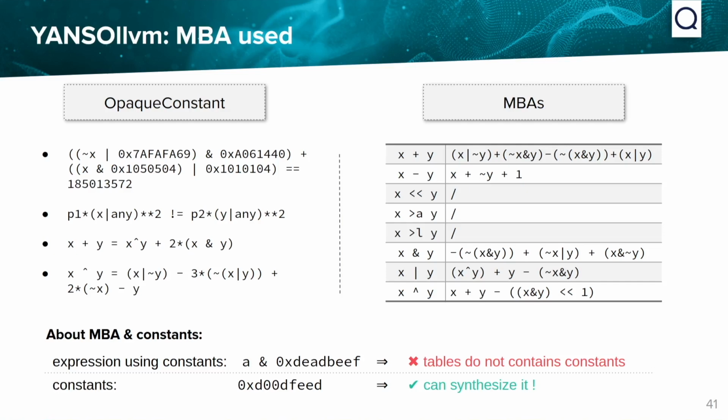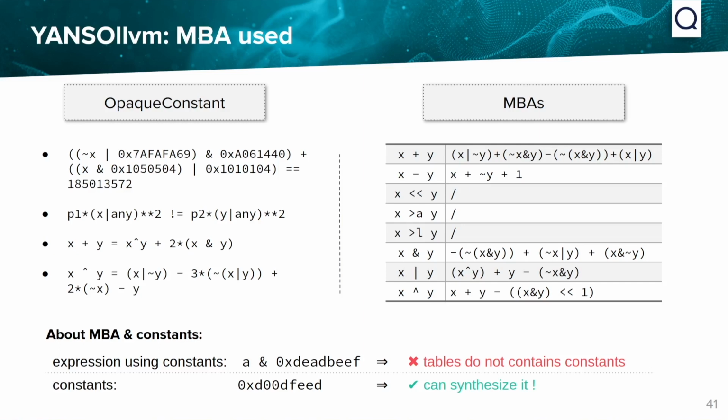They use multiple MBAs, and they also use MBAs to obfuscate constants. So I would like to give some precisions on constants. There are two cases. Either you have expressions that are using a constant like 0xdeadbeef, and we cannot synthesize such expressions unless you have this constant in your tables. But as you cannot enumerate all the possible constants, you probably don't have this constant, and you're not going to be able to synthesize the expressions once it's diversified.